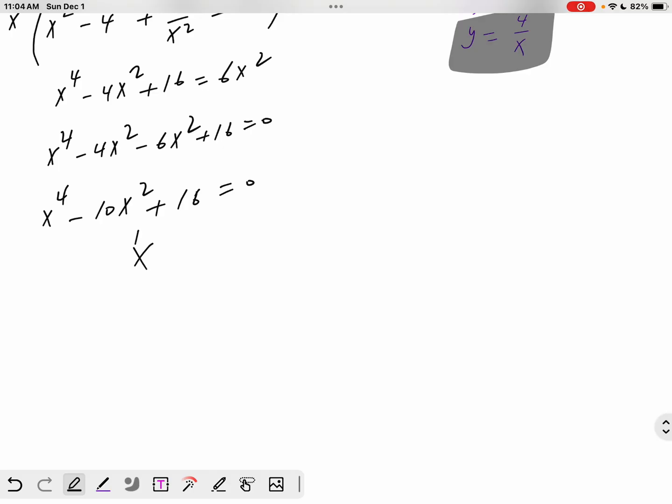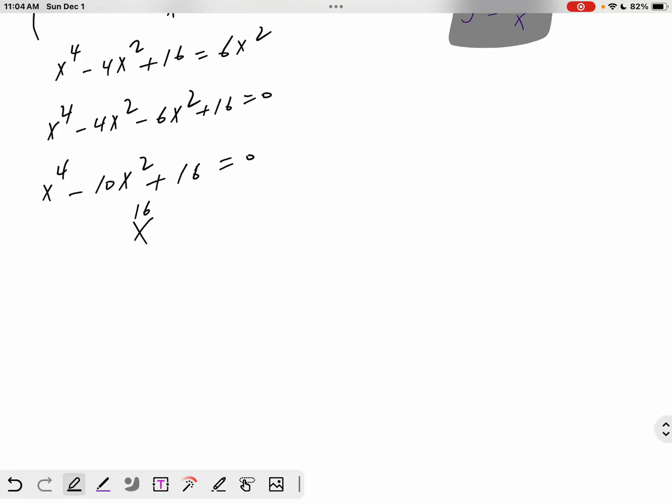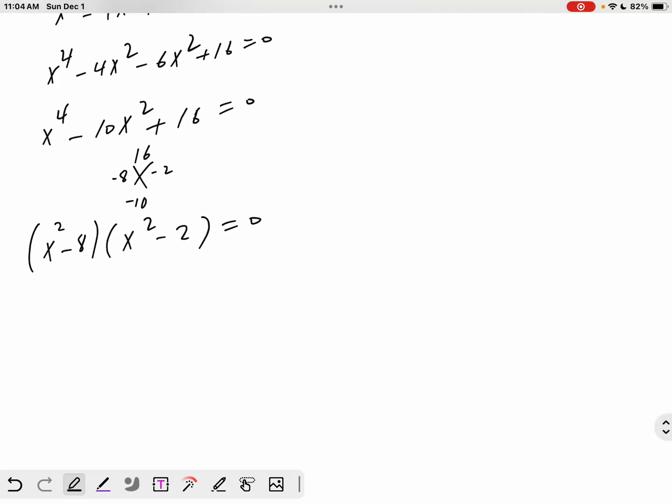Well then, use the x method. You can also use substitution too, but this is easy. We can just factor it as is. So this is negative 10. Well, then you have negative 8, negative 2. These are the factors. So then x squared minus 2 or 8, it doesn't matter which one you write first, is x squared minus 8 times x squared minus 2 equals 0. Use the zero product rule. So x squared minus 8 equals 0 or x squared minus 2 equals 0.